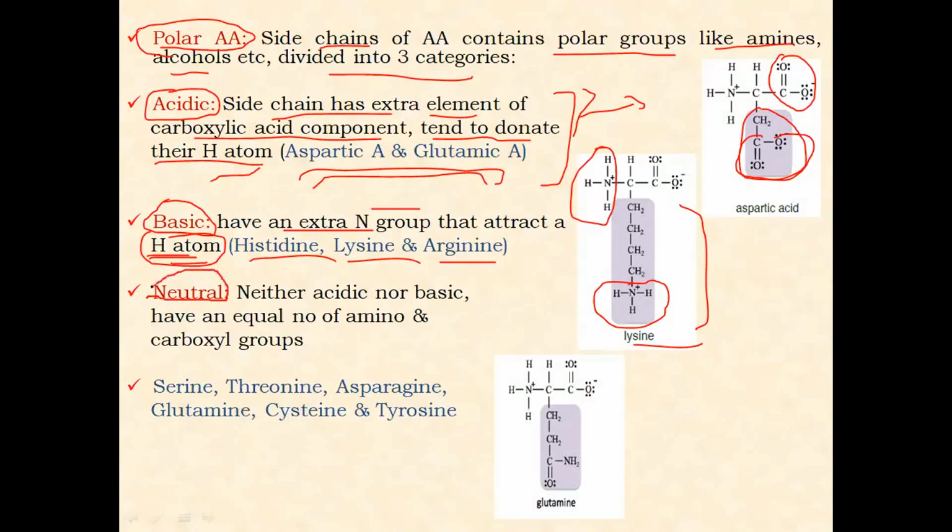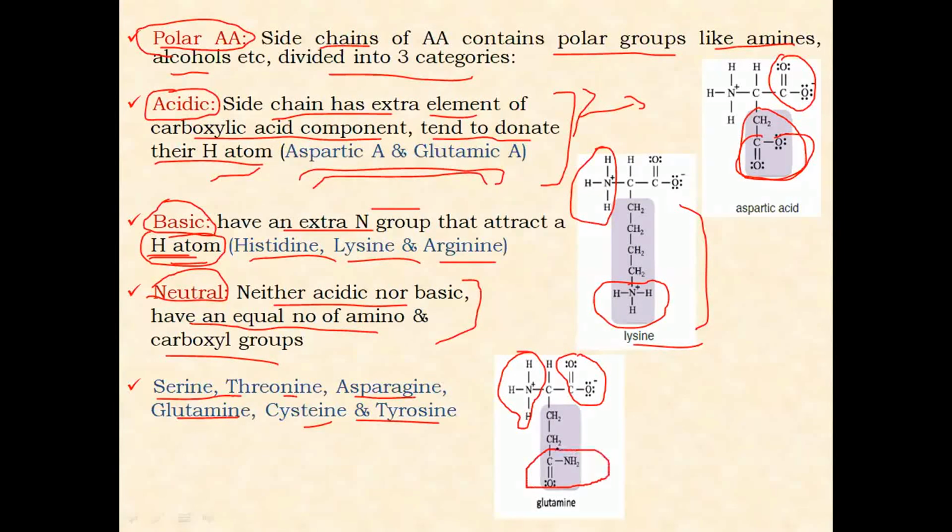The next type is neutral. They are neither acidic nor basic and have an equal number of amino and carboxylic groups. So they are neutral. For example, serine, threonine, asparagine, glutamine, cysteine, and tyrosine, etc. So you can see here the acidic and basic. You can see these have the equal number. They are neither acidic nor basic. They have an equal number of amino and carboxylic groups. So these are the neutral types of amino acid, which are the category of polar amino acid.